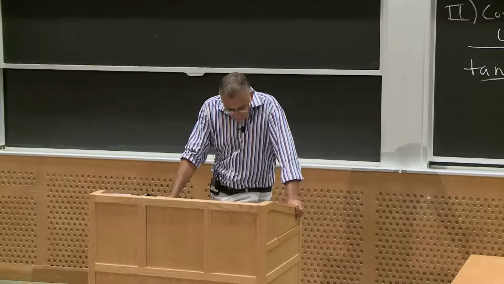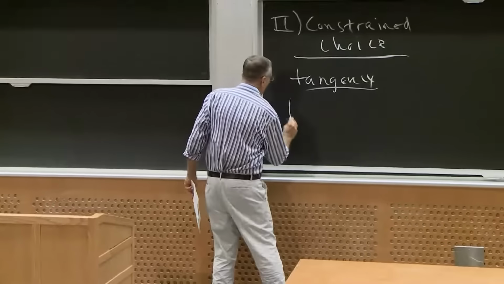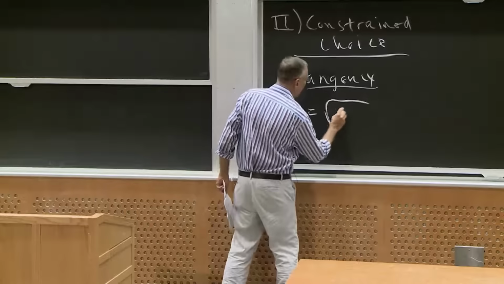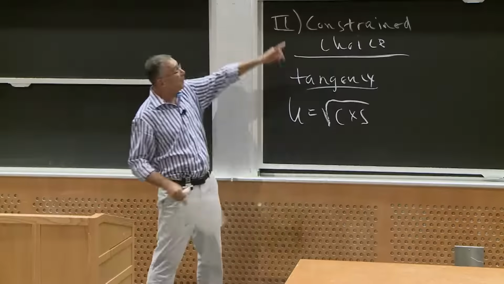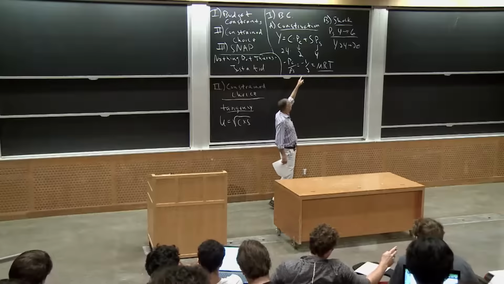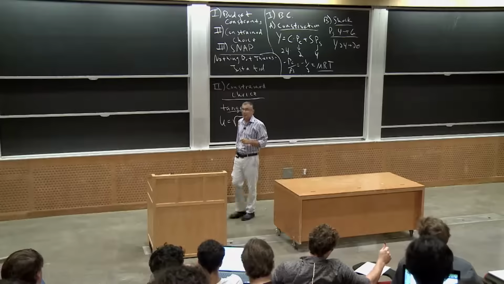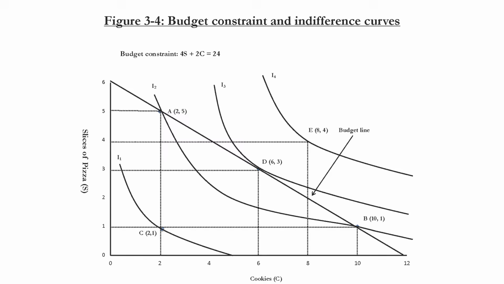So what we have here is the budget constraint I laid out there and the utility function we used last time. Utility is square root of C times S, of cookies times slices. And the budget constraint's the one up there. Income of 24, price of cookies 2, price of pizza 4. That is illustrated in figure 3.4. How's it illustrated? Well, you know how to draw the indifference curves. We taught you that last time. You know how to draw the budget constraint.